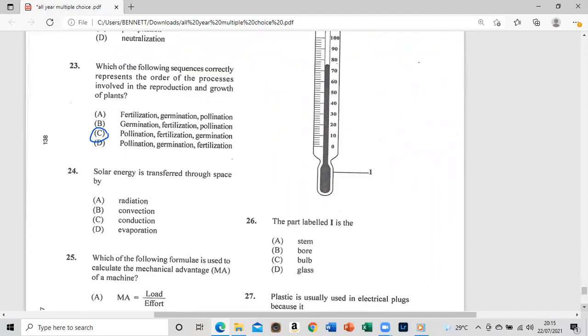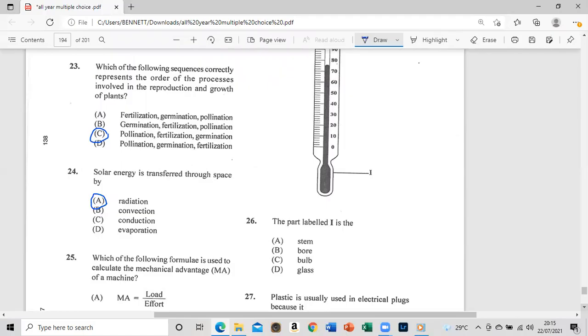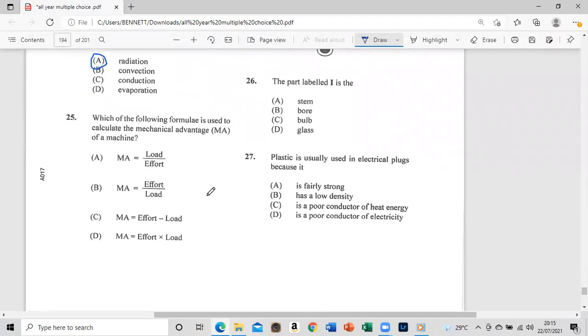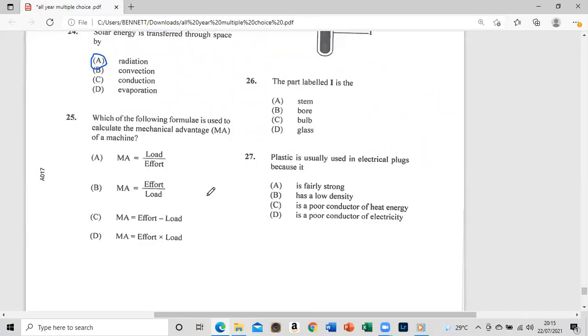24. Solar energy is transferred through space by, is it A, radiation, convection, conduction, or evaporation? So solar energy is transferred through space by radiation. Guys, in case you're wondering why I'm always reading it out, you can actually hear my voice in the exam. I don't know if you believe in that, but trust me, you're going to hear it. Many times my students tell me that. All right, let's move on to 25.